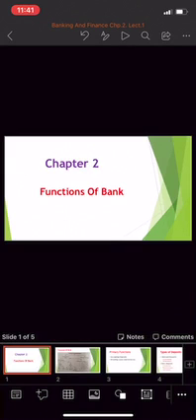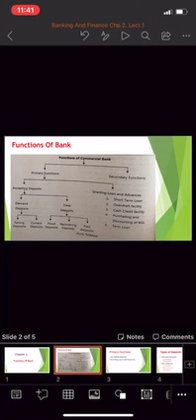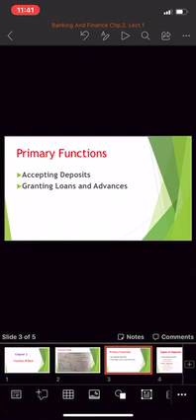Chapter number 2, Functions of Bank. In this video we are going to study different primary functions of bank. Functions of bank are divided into two parts, primary functions and secondary functions. In this diagram you can see. In this video we are going to talk about only primary functions of bank. In next video we will talk about secondary functions.